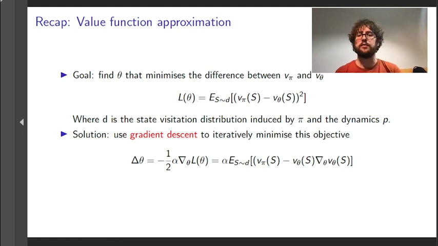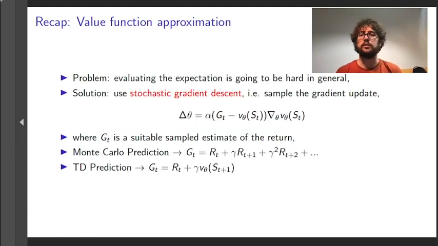First of all, of course, computing the expectation over all states is too expensive. But this is maybe the least of the problems. The deep problem is that the very target v pi that we want to learn to predict accurately is actually unknown. So the solution to both problems is to sample the gradient descent update by considering just one or a few states in each update, and then use sampled estimates of v pi as targets.